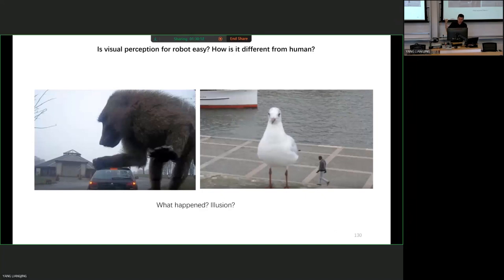Okay, so if you look at something like this, to make sense of the image may not be very easy, right? If you look at this, okay, maybe now this is an old picture.